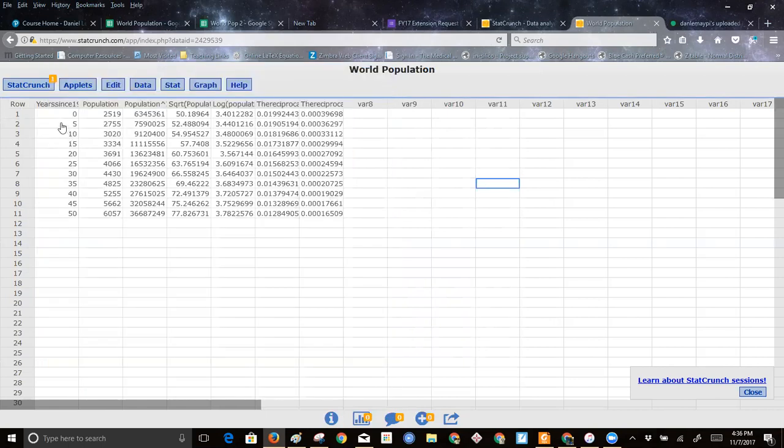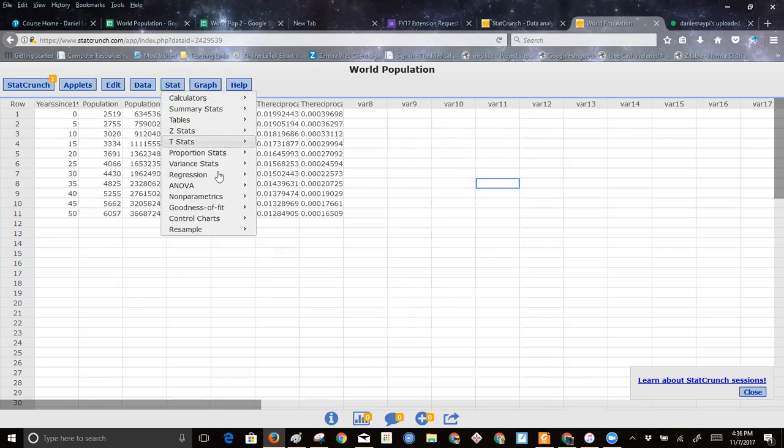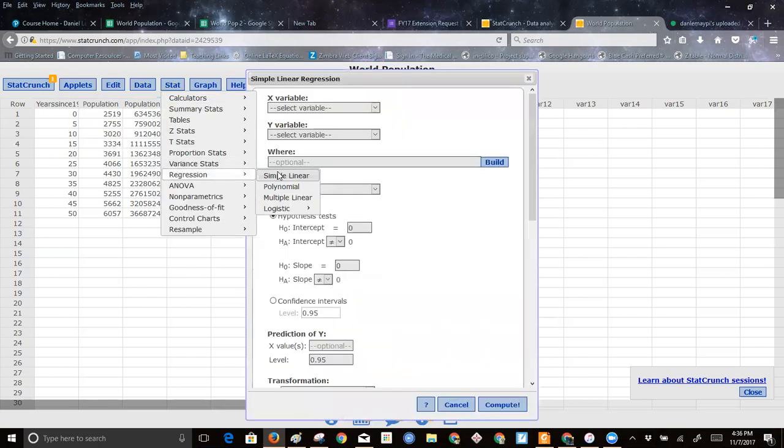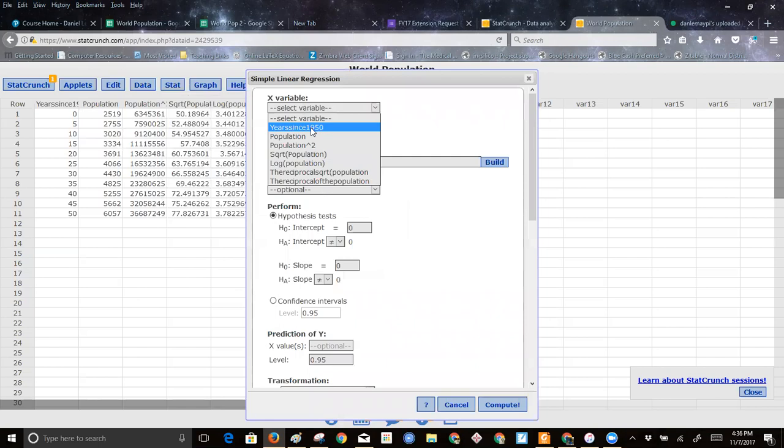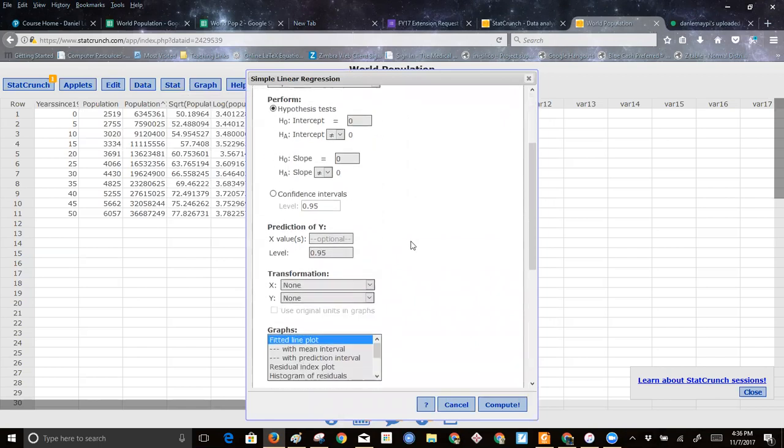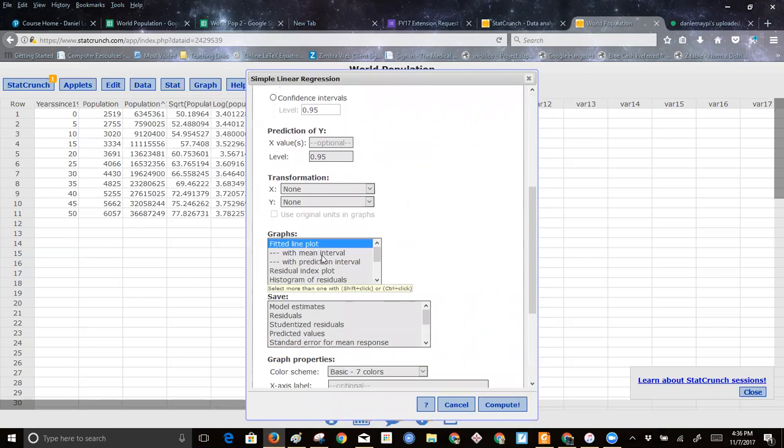So then let's compare the years since 1950 and the population squared. So I'm going to do Stat, Regression, Simple Linear. I'm going to select years since 1950. But now I'm going to do the population squared. I want to make sure it graphs a fitted line plot. I want to make sure it graphs residuals versus X values.